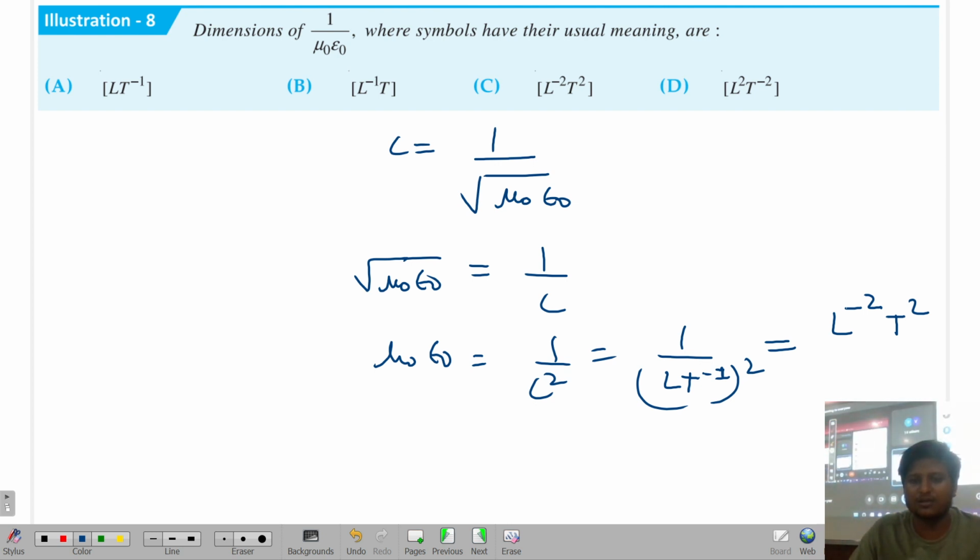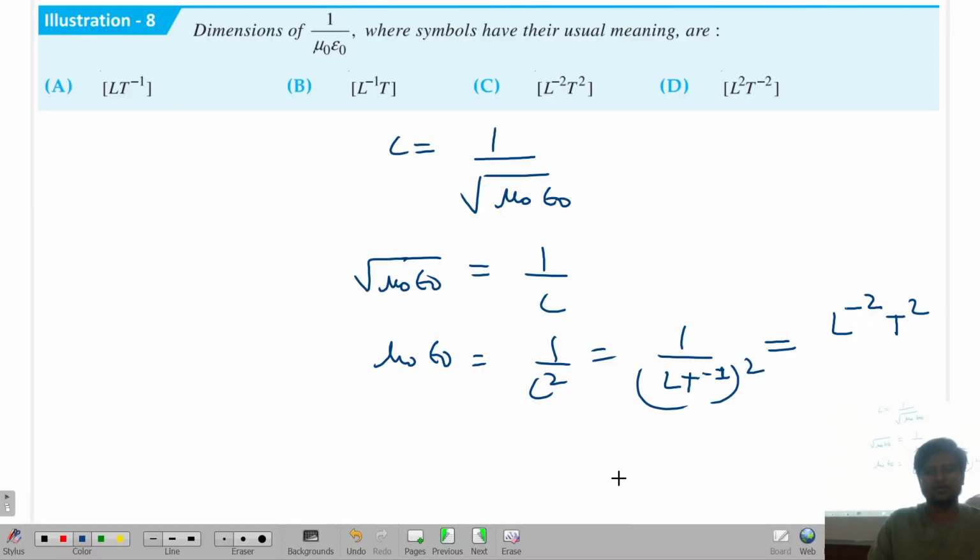Ankit? Afan? Yes, sir. Got it or not? Is this okay? Options are there. Option C is correct. Is it correct or not? Yeah, it is correct. Oh, here a minus sign is there. Every option, D option is correct. L squared. Wait, no, we are getting the same thing. Option C is correct.